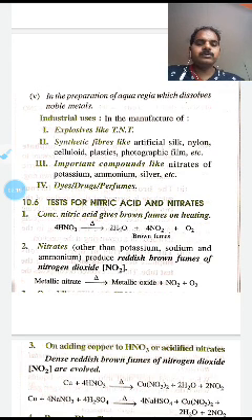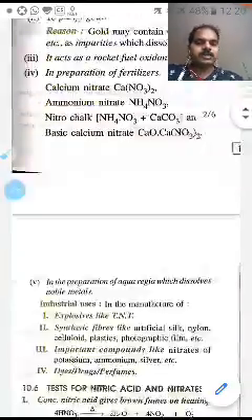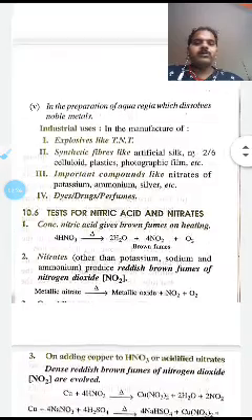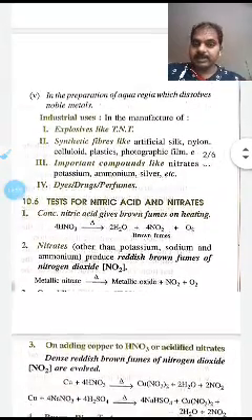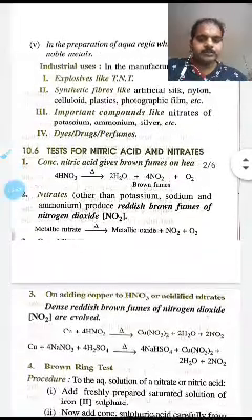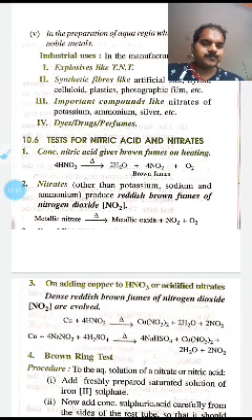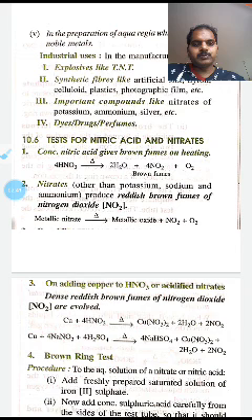Okay, so with this we conclude the first part of uses of nitric acid, and then we learn how to identify nitric acid. This is really important from an academic point of view. Nitric acid, when it is concentrated, gives off brown fumes as nitric acid decomposes in the presence of heat to produce nitrogen dioxide. This nitrogen dioxide gas comes out as brown fumes.